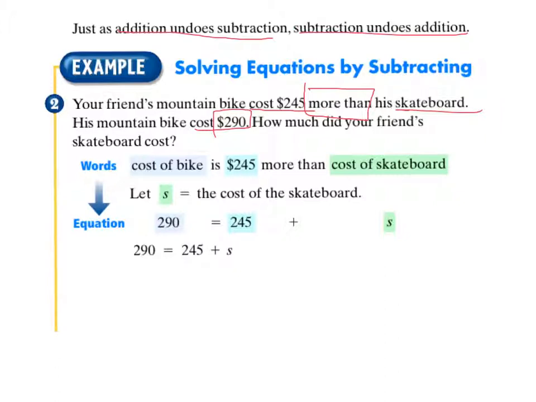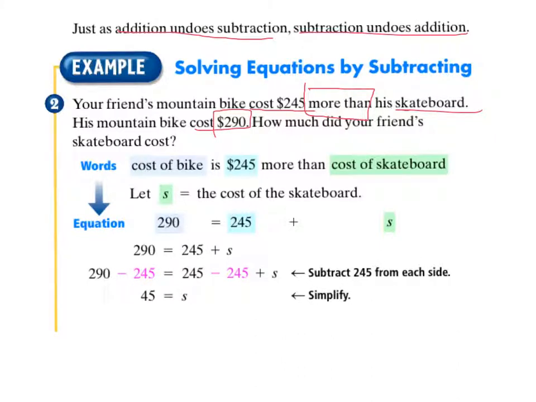So 245 doesn't have anything in front of it, so I know it's not negative, so I'm going to treat it like it's a plus there. So it's a positive 245. So to move plus, or move addition, I do the opposite, which is subtraction or negative. So I'm going to subtract 245 from both sides. And that leaves me with S equals 45. So the skateboard cost $45.